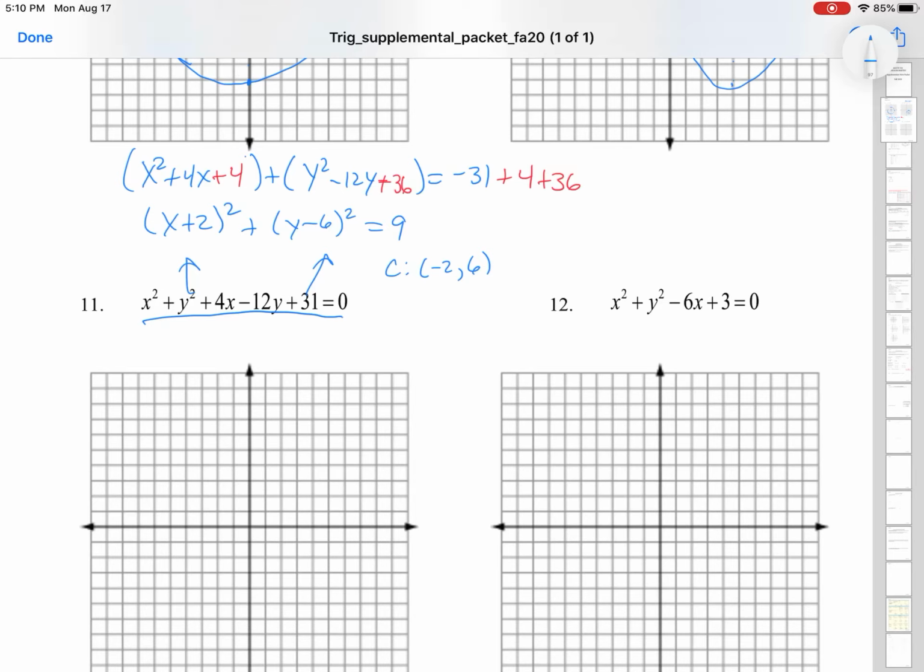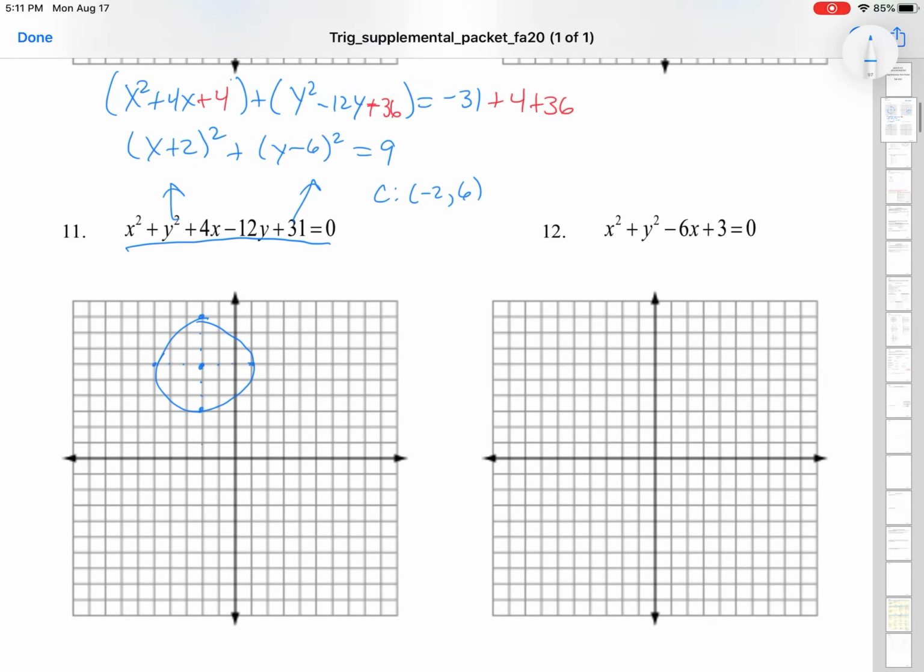So we go negative 2, 1, 2, then 1, 2, 3, 4, 5, 6, and we're there. Our radius is 3, 1, 2, 3, and we draw our circle. Awesome. And then we have this guy. Here there are no other y terms. Don't let that freak you out.